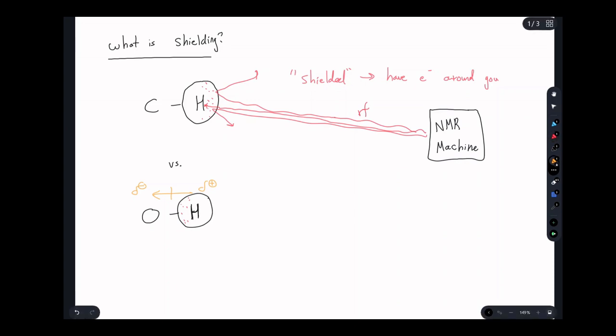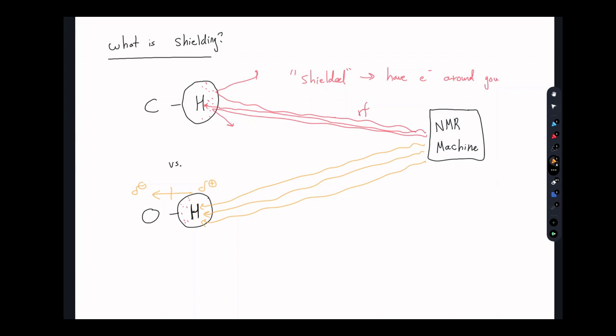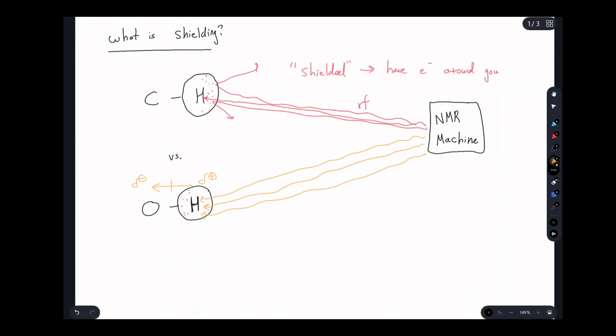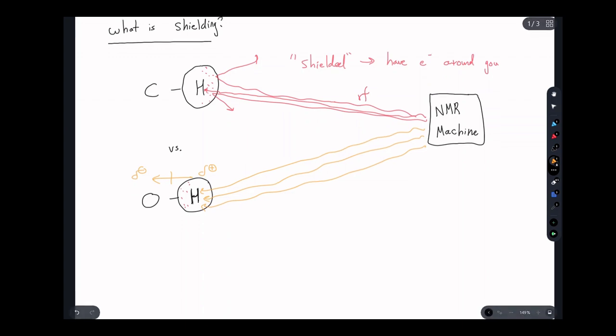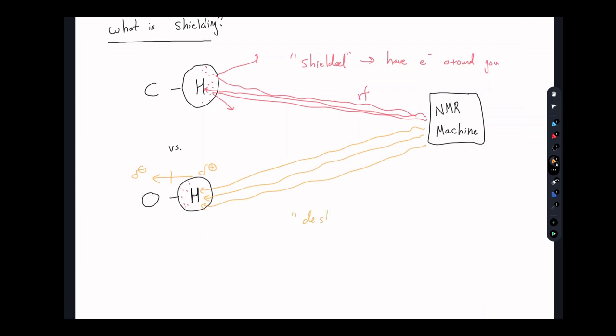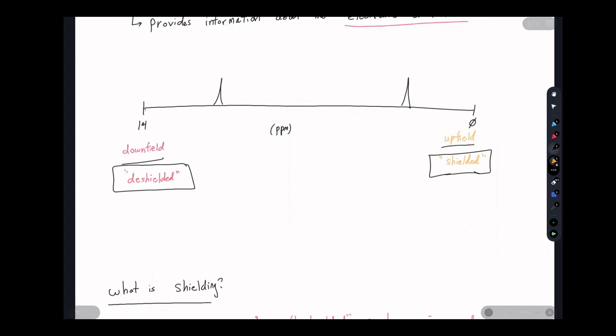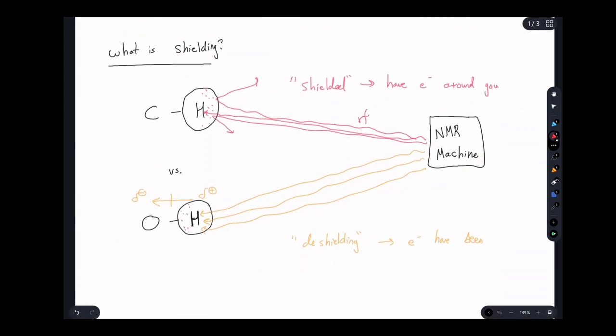Now, the NMR machine, shooting its RF frequencies, is much more likely to actually hit that nucleus and not be deflected. It's as if the oxygen pulled away the electron shield. And this is why we use the term deshielding or deshielded. The electrons you had around you have been taken or pulled somewhere else. That would move us towards the deshielded area, or increase the ppm.